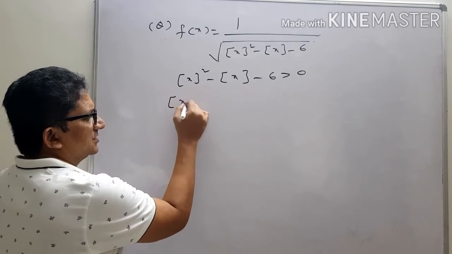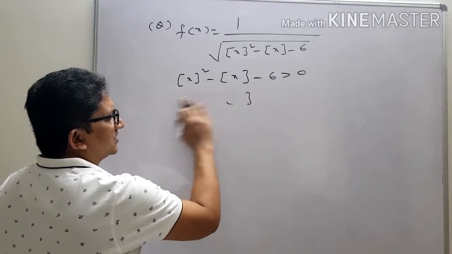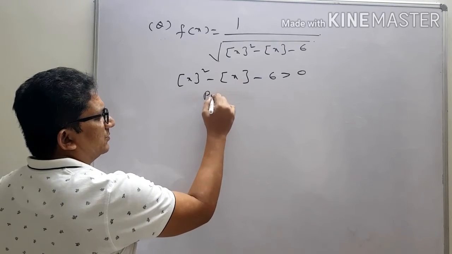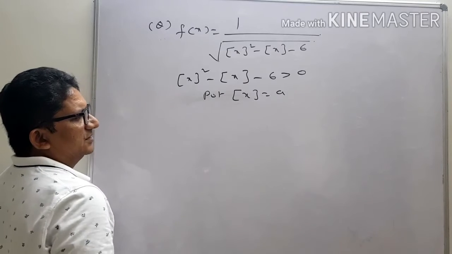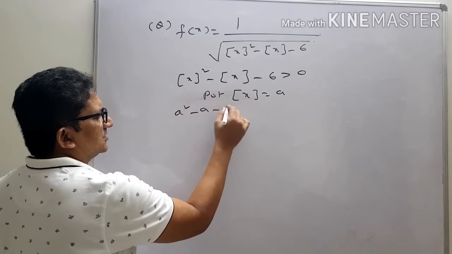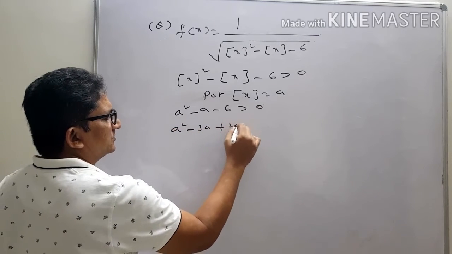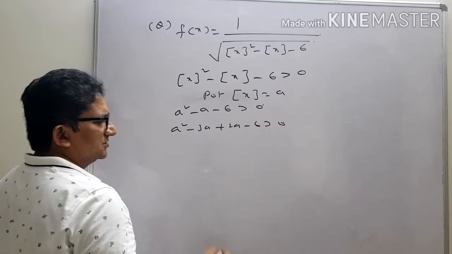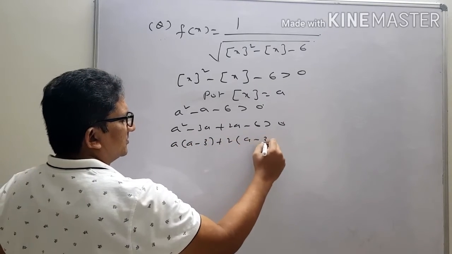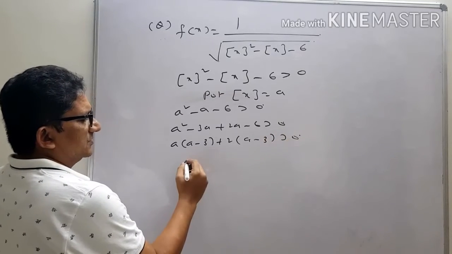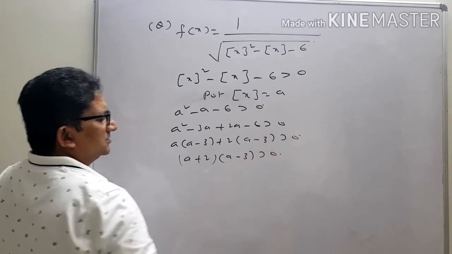So then, for our convenience we will put [x] equals a. Then we will get a square minus a minus 6 is greater than 0. A square minus 3a plus 2a minus 6 is greater than 0. So taking a common factor, we will get a minus 3 plus 2 into a minus 3 is greater than 0. So that is a plus 2 into a minus 3 is greater than 0.